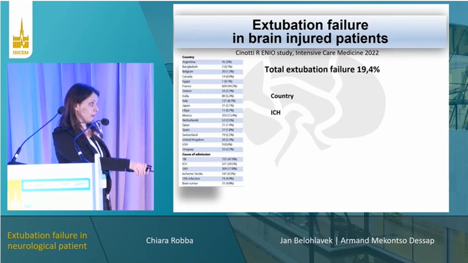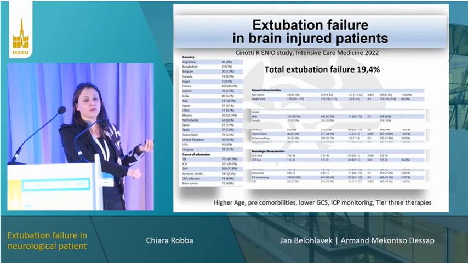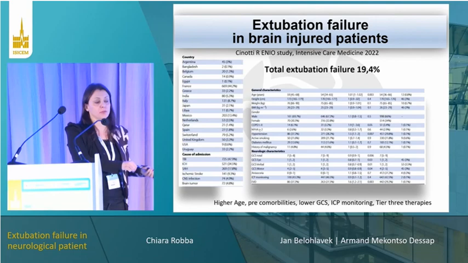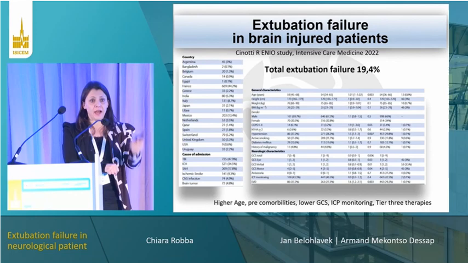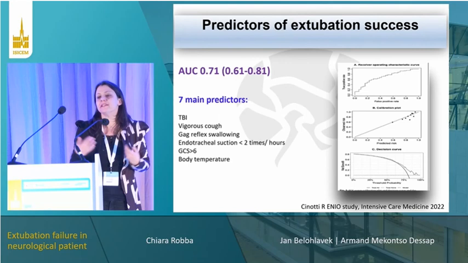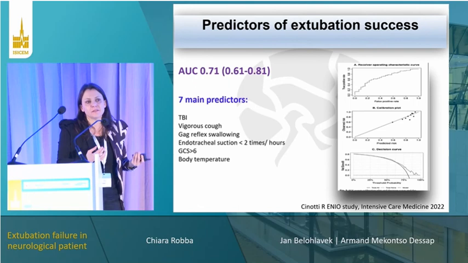Intracranial hemorrhage patients have a higher risk of extubation failure. And then higher age, the presence of comorbidities, low GCS, but we don't know which is the magic number, ICP monitoring, and tier 3 therapies, which means that the worse was the clinical presentation of these patients, and the higher was the need of monitoring, treating the intracranial hypertension, the higher was the risk of extubation failure. And what Rafael did, which I think was a very good idea, was to try to create exactly what I told you before, an instrument for the clinicians to help them to have some tools to be able to predict whether my patients will probably fail the extubation.